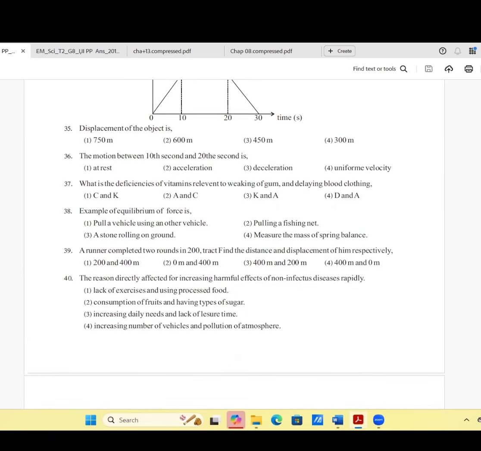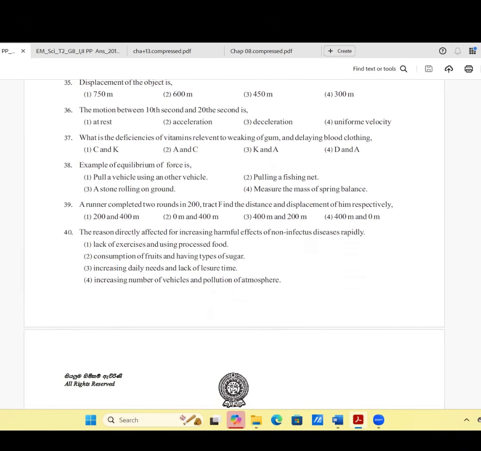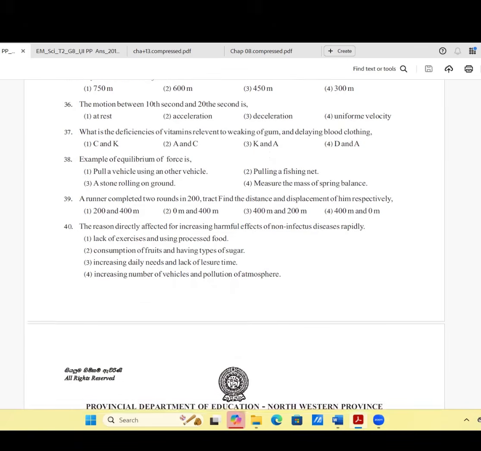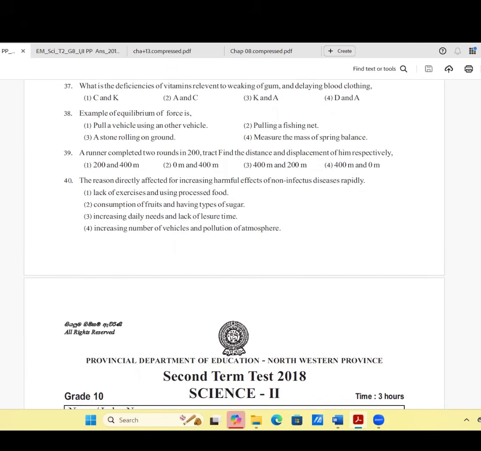37. What are the vitamin deficiencies relevant to weakening of gums and delayed blood clotting? Answer number 1, C for the weakening of gums and K for the delayed blood clotting. 38. Example of equilibrium of forces is pulling a vehicle using another vehicle, pulling a fishing net, a stone rolling on the ground, measuring the mass with a spring balance. 38. Answer 4. Measuring the mass with a spring balance. Mass is equal to the tension inside the balance.